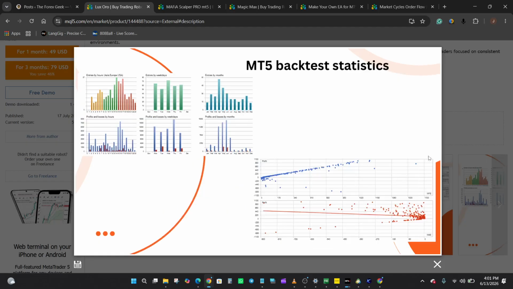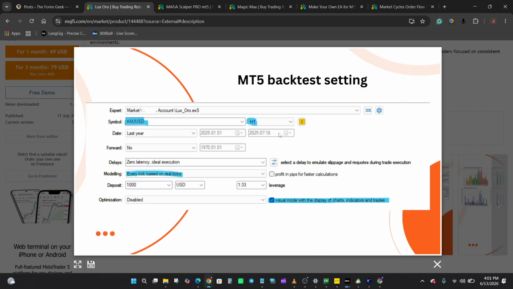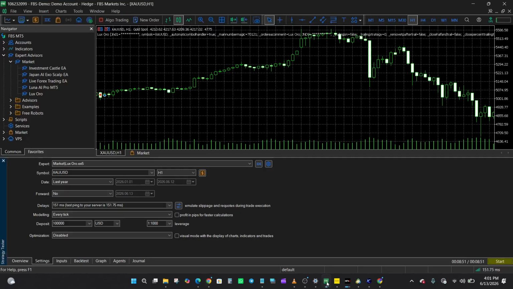Now let's just quickly head over to our strategy tester so we can see how this EA performed in 2026. We're testing the Lux Oro EA on XAUUSD on the H1 time frame, and we're testing it over the past 5 months plus from the beginning of 2026 till date. As for the delays, we are using the last ping to the server, and we are using the every tick modeling for a level of accuracy.